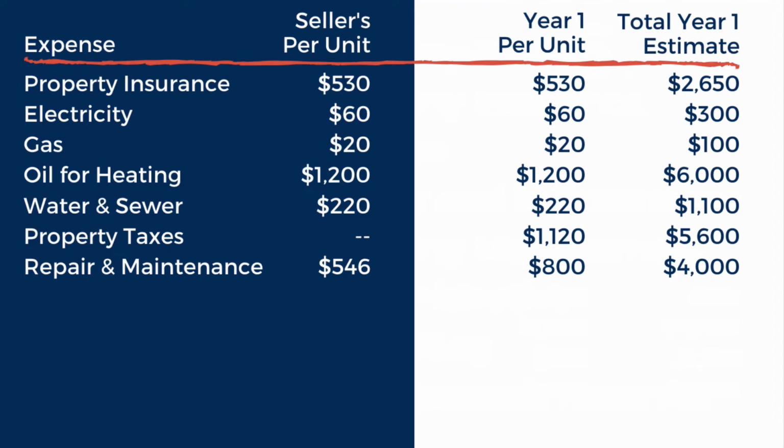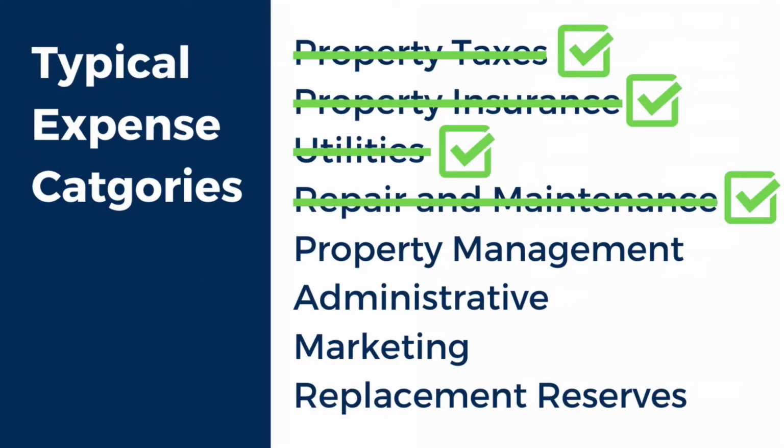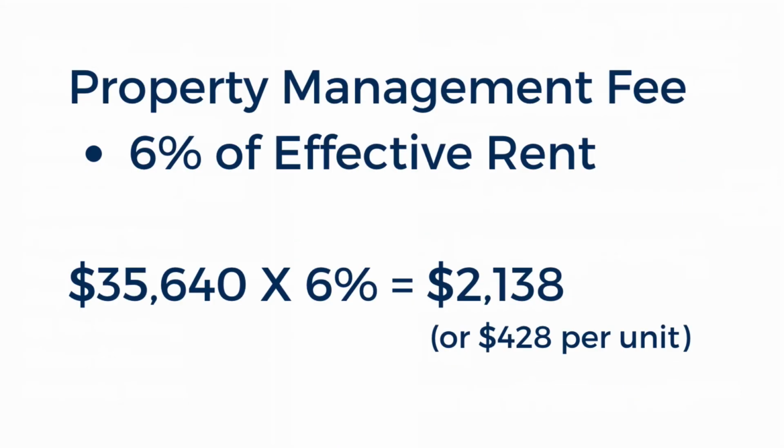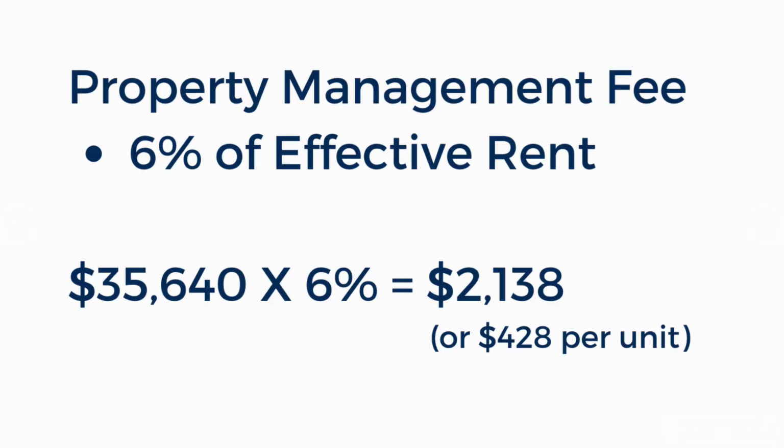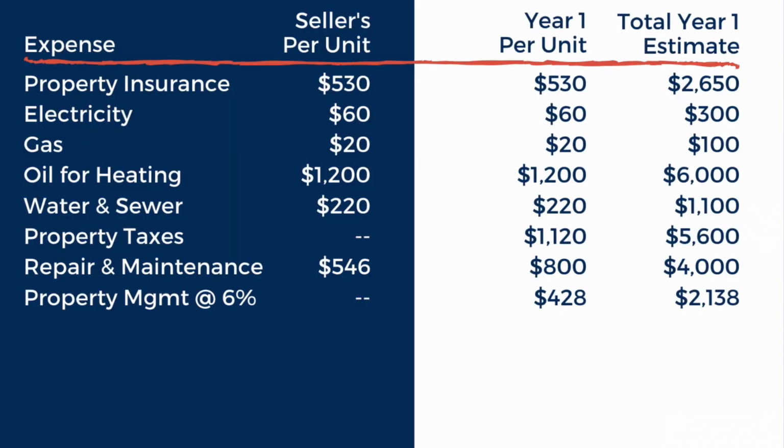That's how much we think we're going to pay for that expense, and it's higher than what the seller thinks they're paying. The next expense is property management. Let's assume that the property management fee is 6% of effective rent. Looking back at our DCF analysis, we see that effective rent in year 1 is $35,640. $35,640 times 6% is $2,138. Or if you divide that by 5, $428 per unit. The seller didn't give us that number, so let's add it at the bottom.